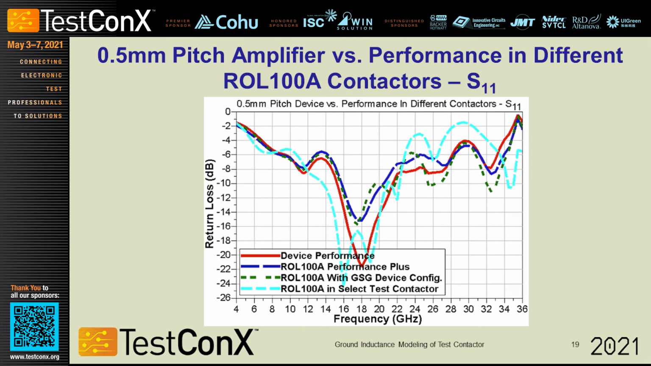This is a picture of the same amplifier, but in a return loss aspect. Now, amplifiers typically don't have very good return loss, and you can see that there's a lot more difference here due to ground inductance. It affects the return loss quite a bit more. But you can see that even though the Performance Plus has a little bit less return loss, it's very similar in form to what you're actually testing.